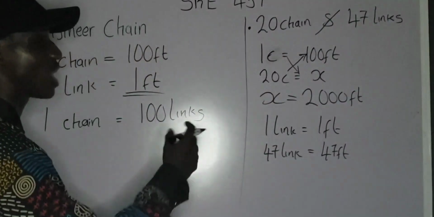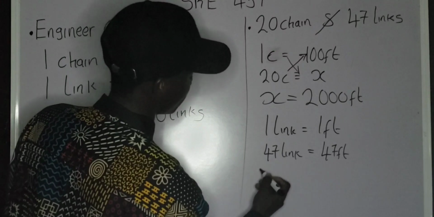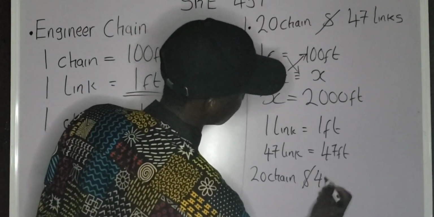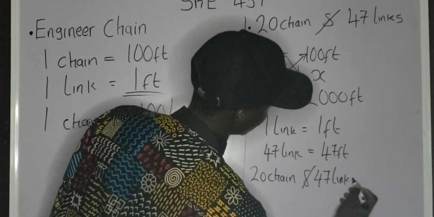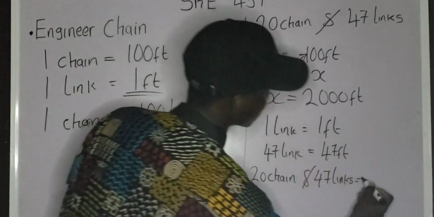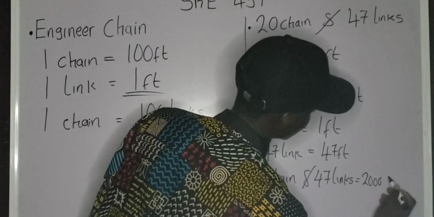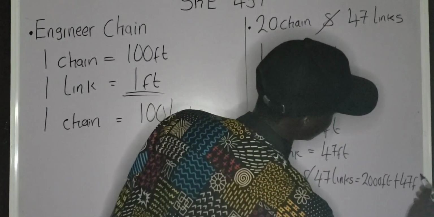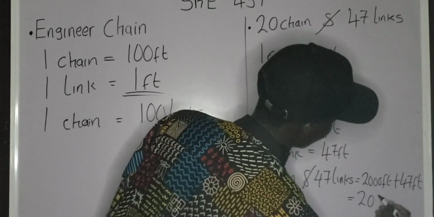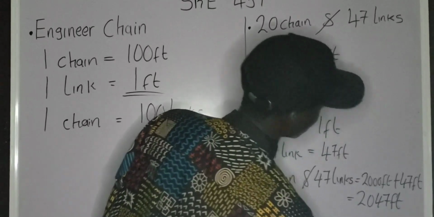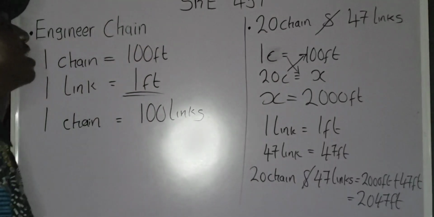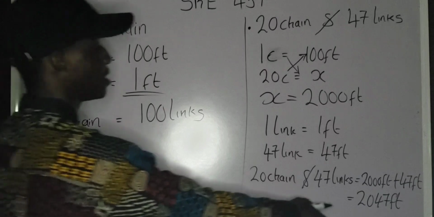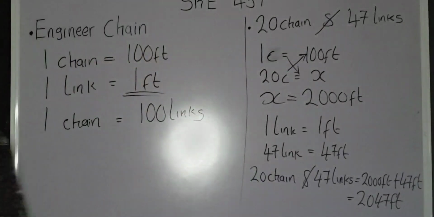The next step is that we are going to add both. So 20 chains and 47 links is equal to 2000 feet plus 47 feet. That is 2047 feet. So the 20 engineer chains and 47 links is expressed as 2047 feet. You understand like that?